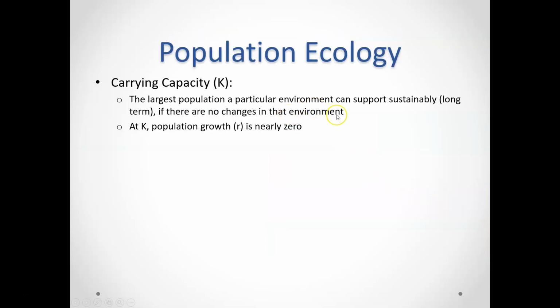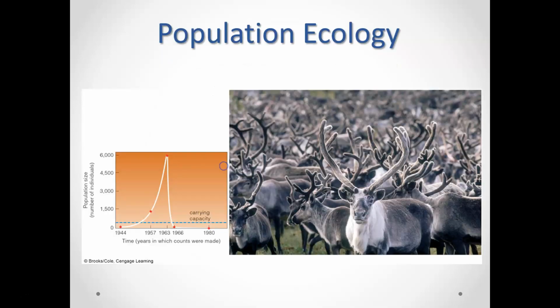And at this carrying capacity, it's about the largest population an environment can support sustainably. Sustainably means in the long term, assuming that the environment stays the same. And again, once we reach this carrying capacity, your population growth rate becomes about 0, which means we're having just as many individuals born into the population as we are having individuals that leave the population.